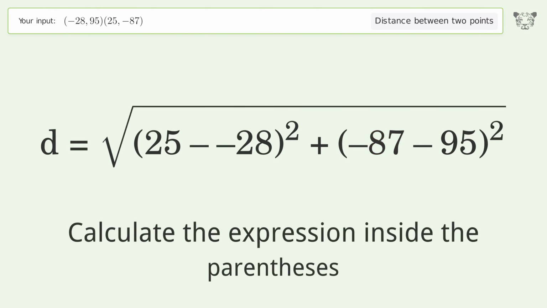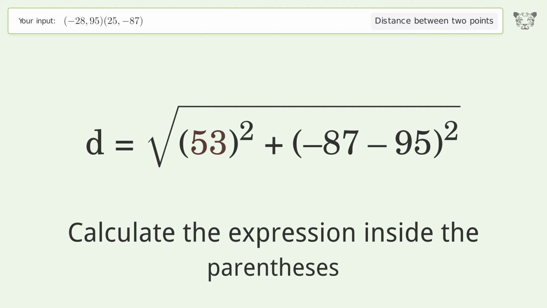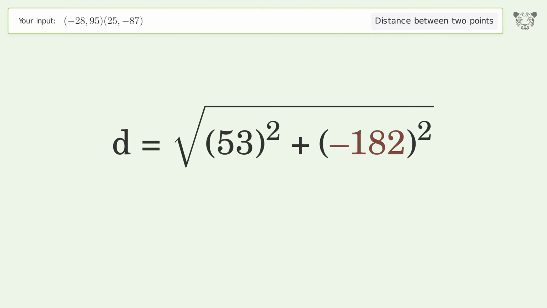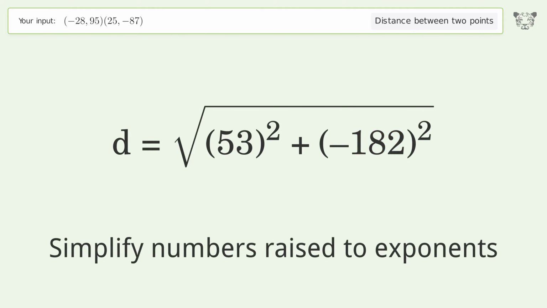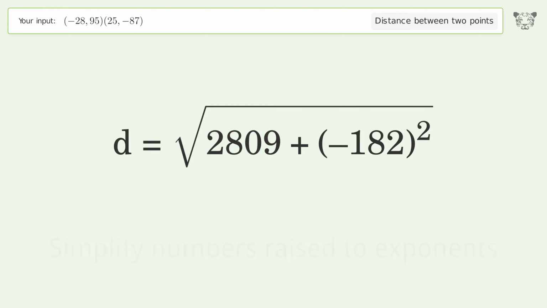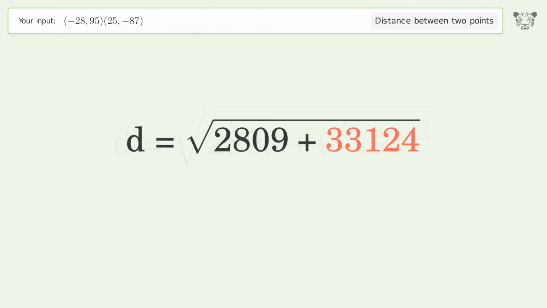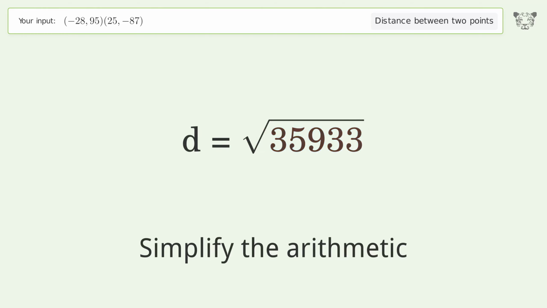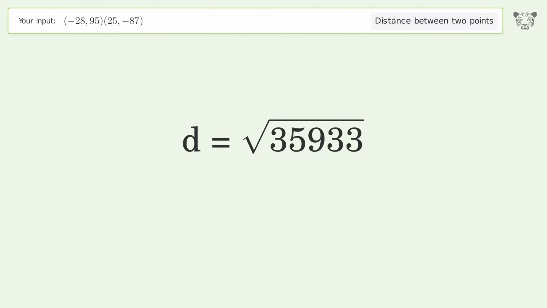Calculate the expression inside the parentheses. Simplify numbers raised to exponents. Simplify the arithmetic. And so the distance between the 2 points is the square root of 35,933, or 189.56.